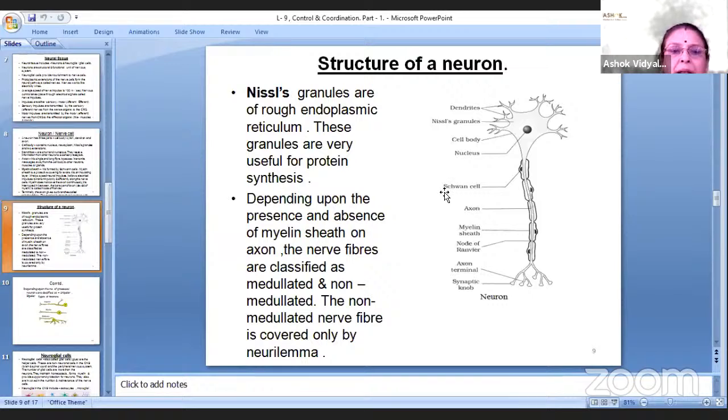Then, depending upon the presence or absence of the myelin sheath, not all nerve fibers or axons are covered by the myelin sheath. Those which are covered are known as medullated nerve fibers, and those which are devoid of the myelin sheath and covered only by the neurolemma are referred to as non-medullated nerve fibers. So the axon can be classified as medullated and non-medullated nerve fibers.